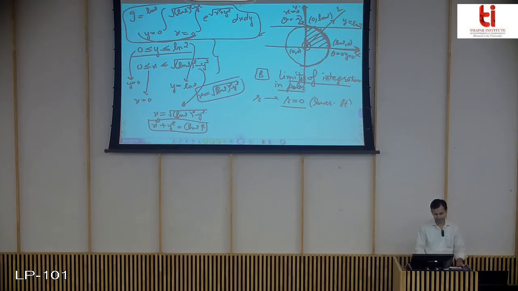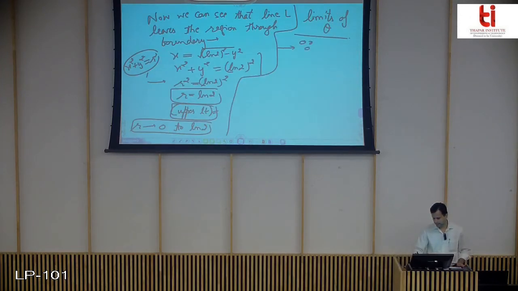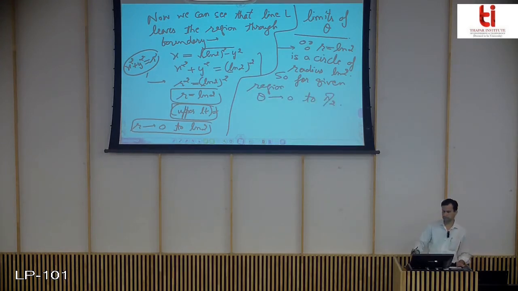So here, since r equals ln2 is a circle of radius ln2, for the given region theta varies from 0 to pi by 2. So this is the value of theta that we will be putting in the limits of integration. Finally, this is what we have to do when we change from Cartesian to polar.